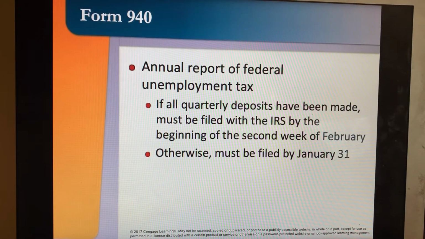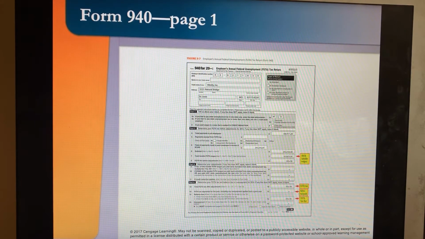Form 940, Annual Report of Federal Unemployment Tax. If all quarterly deposits have been made, it must be filed with the IRS by the beginning of the second week of February. Otherwise, it must be filed by January 31. So here's what 940 looks like.